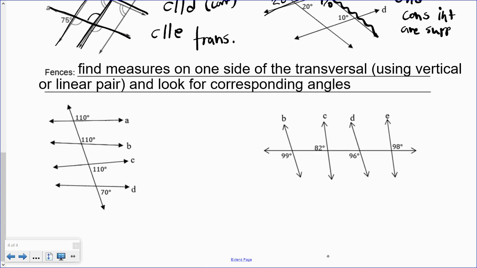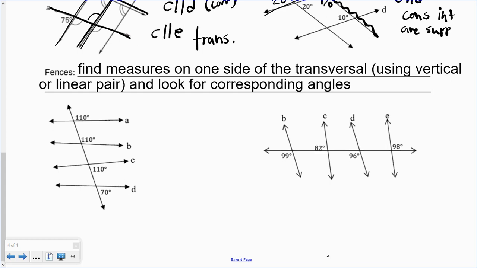Okay. Now these are fences. I call them fences because you have fence posts and then one transversal like that. So go ahead and write this down. The way that you work with fences is you find all of the measures on one side of the transversal and look for corresponding angles. This one's a lot easier. So go ahead and write this down.